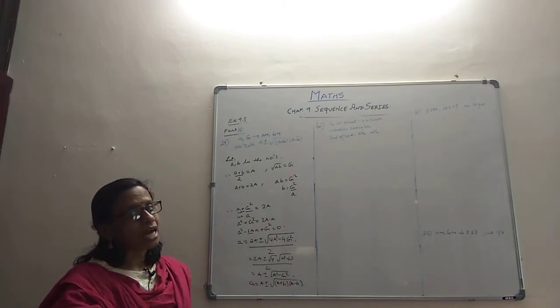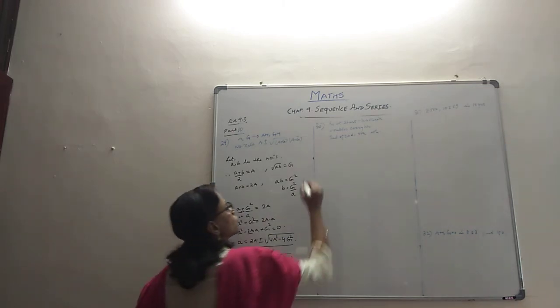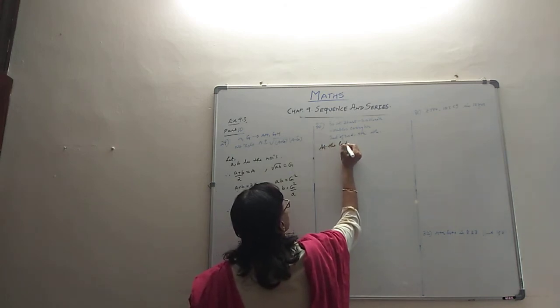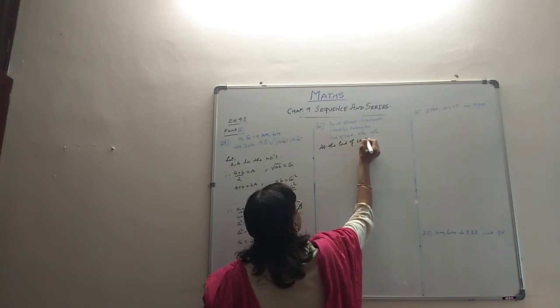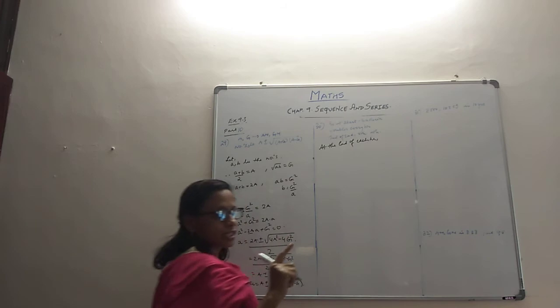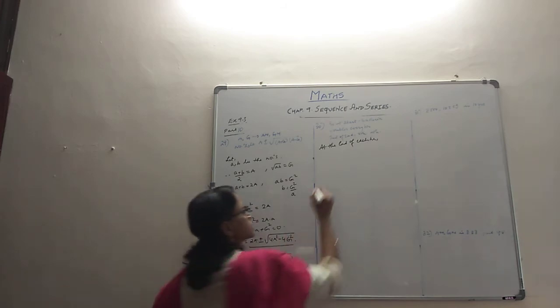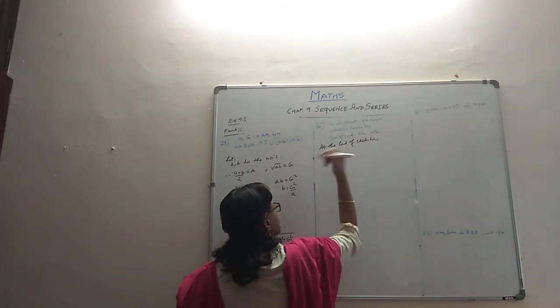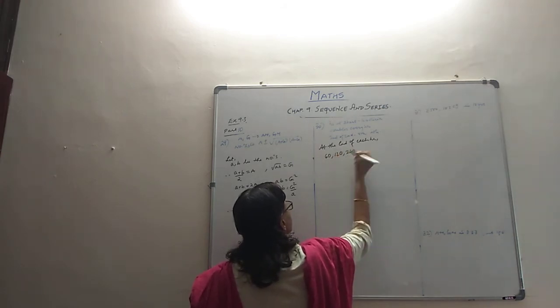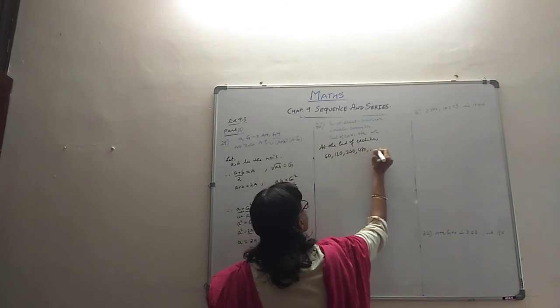Now, we start with 30 bacteria. At the end of each hour, what happens is, we started with 30. So when 1 hour finishes, it will become 60. Next hour it will double, so it will become 120. Next hour it will double, it will become 240. Next hour it will double, it will become 480, and so on.